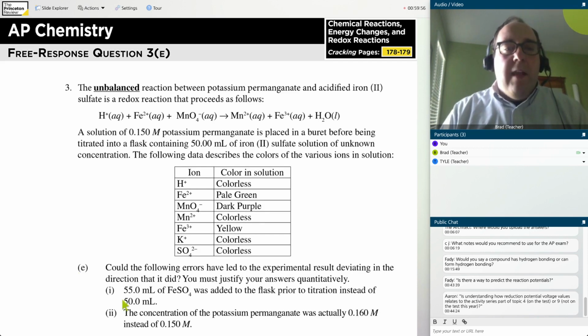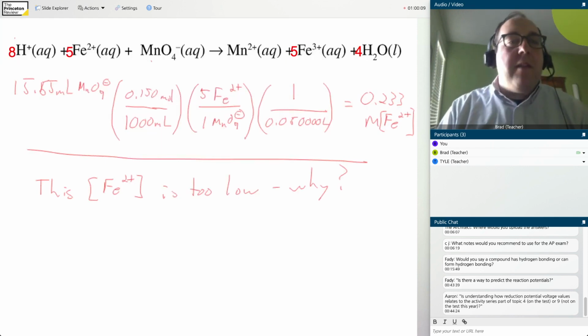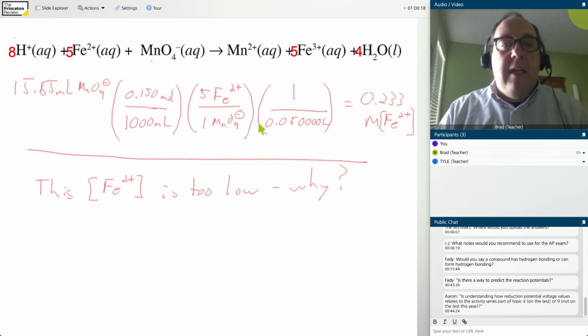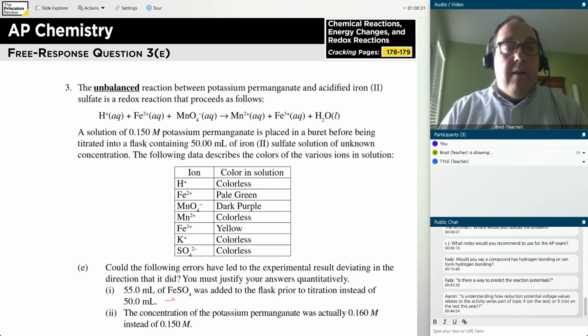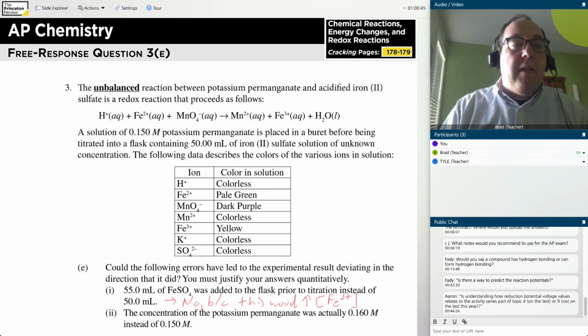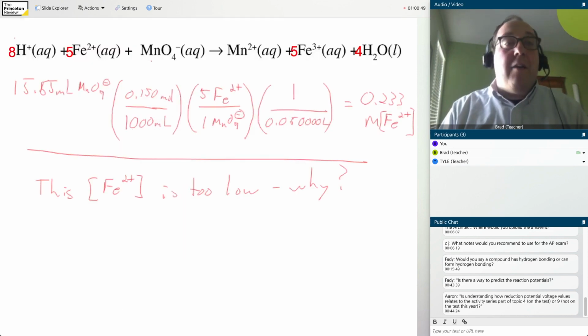So for E1 here, they say that instead of the 50 mils they quoted us in the question, it's actually 55 milliliters of iron sulfate. So the volume of the solution was higher than we calculated, right? What that means is our volume is artificially low. Let's take a look here. Where did that number come in? Well, it came in right here on the bottom, right? So if this number is artificially low, that means the answer is going to be artificially high, right? If our denominator is too low, the answer is going to be too high. So for that first question here, no. And the reason is because this would increase the concentration of iron. Right? It says specifically to justify your answers quantitatively. I interpret that as pointing at an equation. If this number is too low, this number is going to be too high, but we figured out that our answer was too low. So that would not explain the direction of the error.